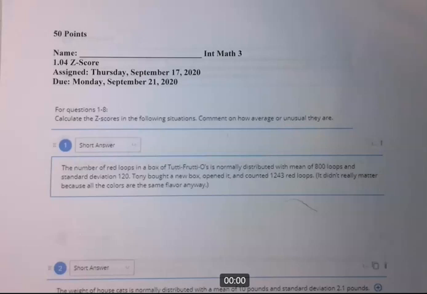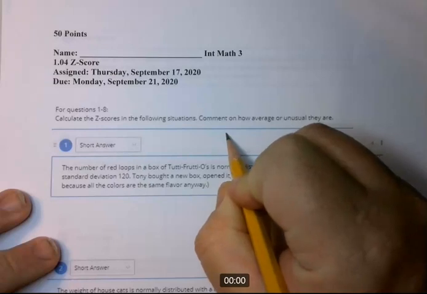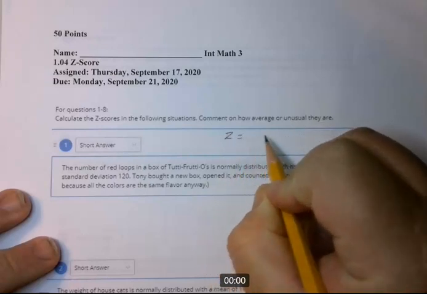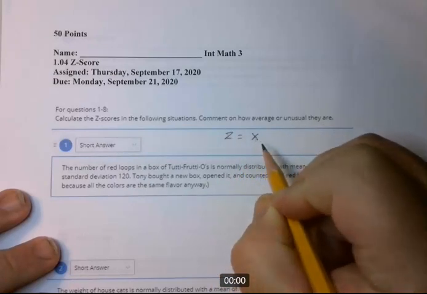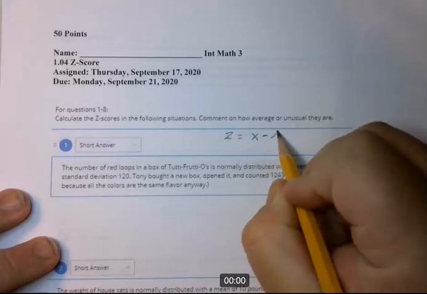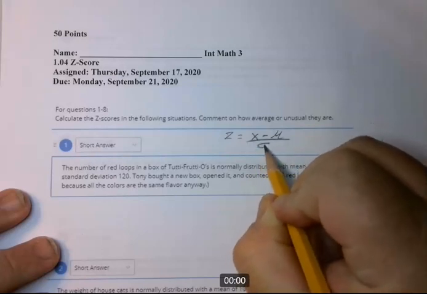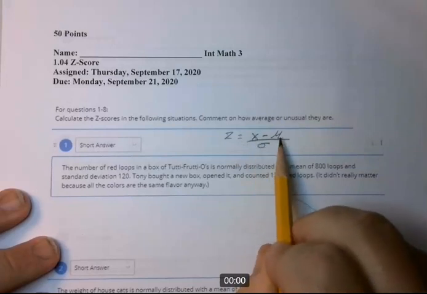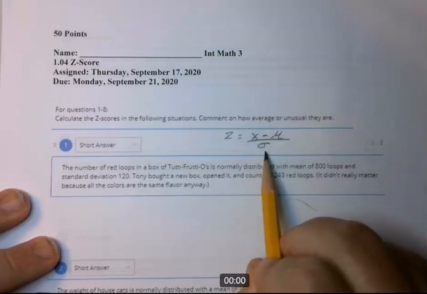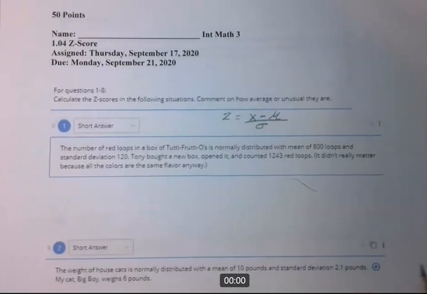So you calculate z-scores in the following situations: to comment on how average or unusual they are. Well, let's first of all have the formula. The z-score is equal to your data value, the one that you're interested in knowing about, minus the mean, and then you divide that by the standard deviation. So the data value, the mean, and the standard deviation. That's the only formula in this entire unit. Okay, so let's go ahead.